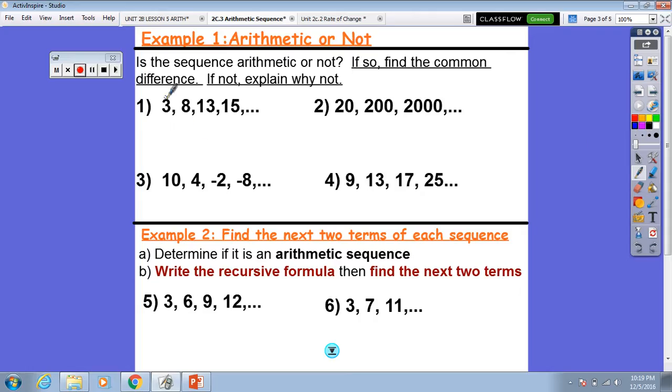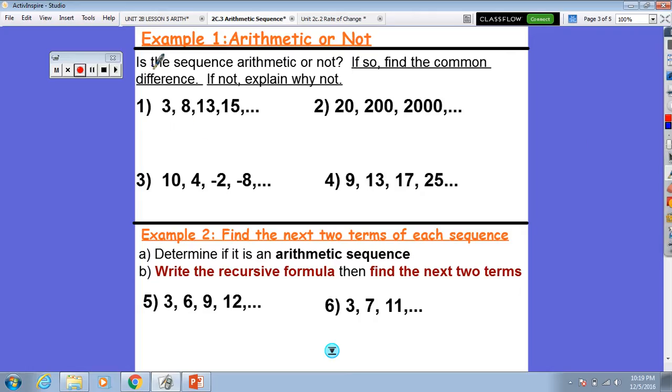Alright, so this question, example number 1, is the sequence arithmetic or not? If it is arithmetic, we need to find the common difference. Remember, common difference is simply the number that continues the pattern. Do you have to add 2 or do you have to subtract 2? If it is not an arithmetic sequence, then you need to explain.